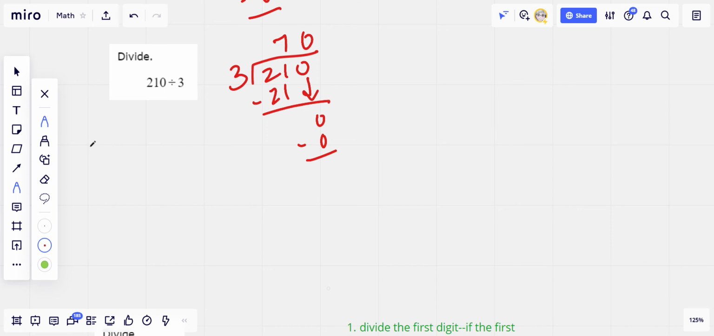Or you could have said to yourself, what is 21 divided by 3? Well, that's 7. And then put the 0 on the end. So do whichever way you like better, but that is some work with division with trailing zeros.